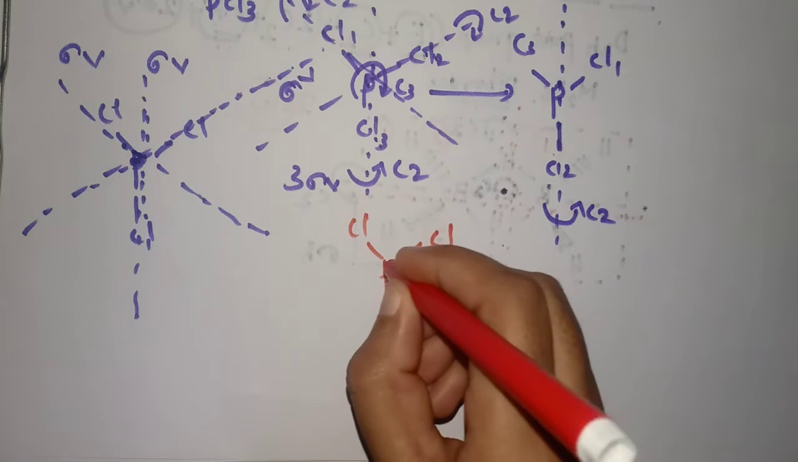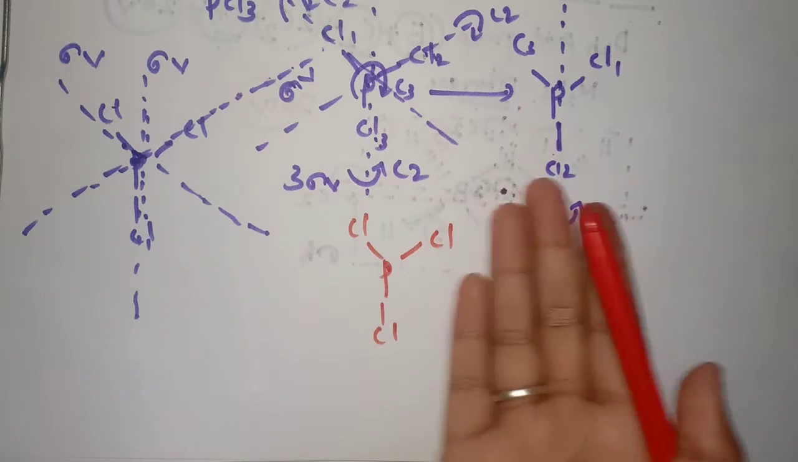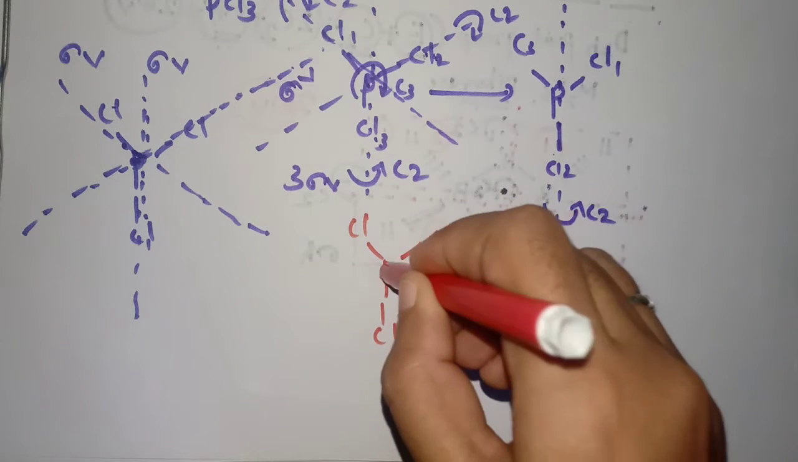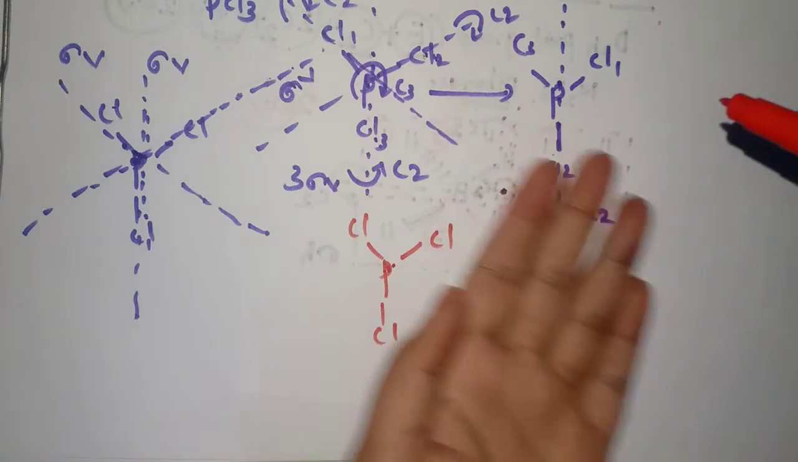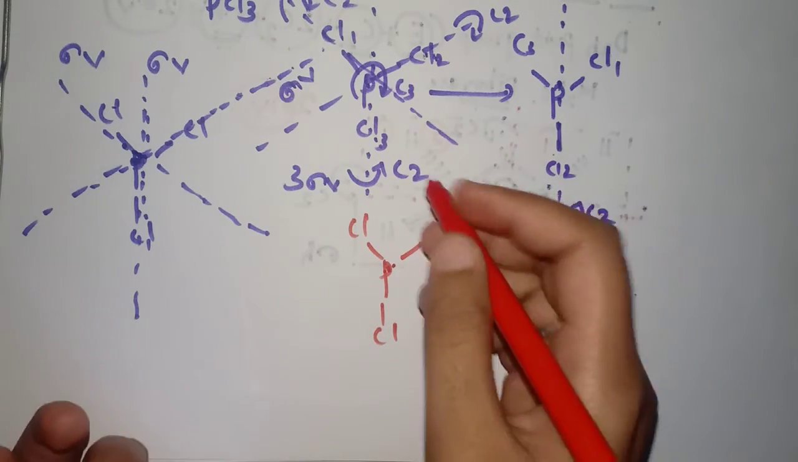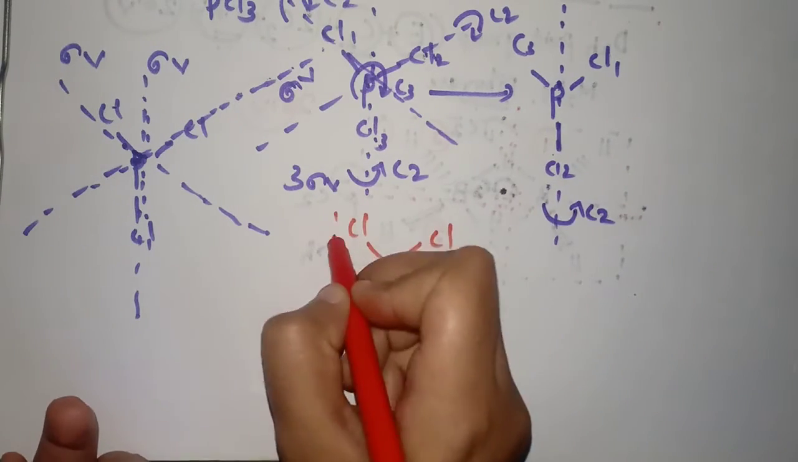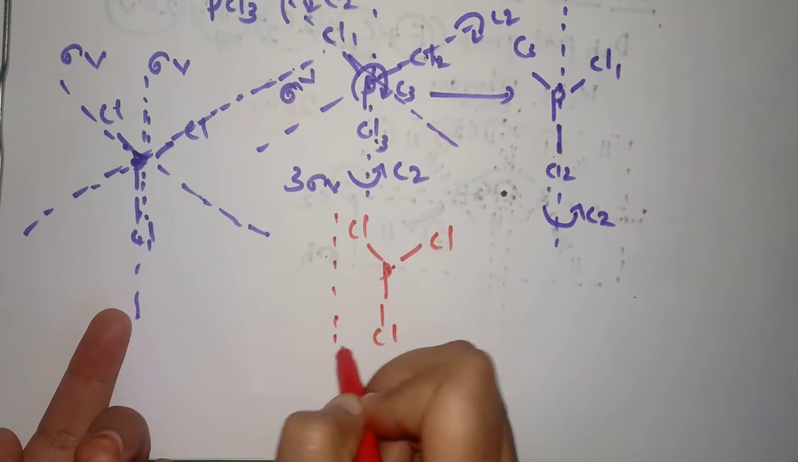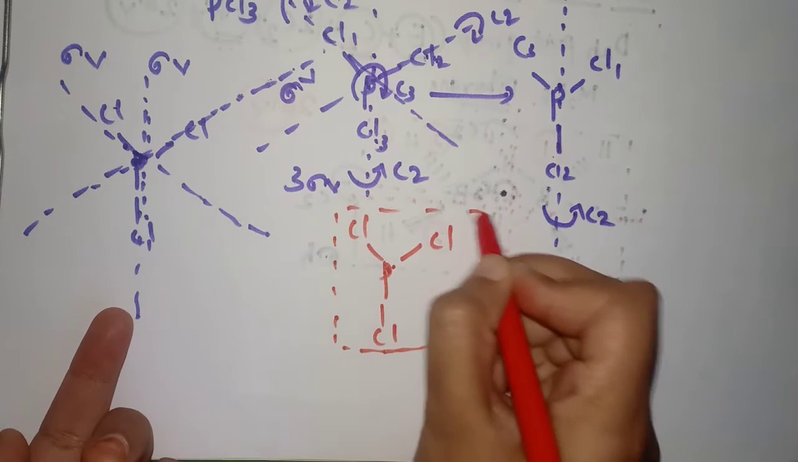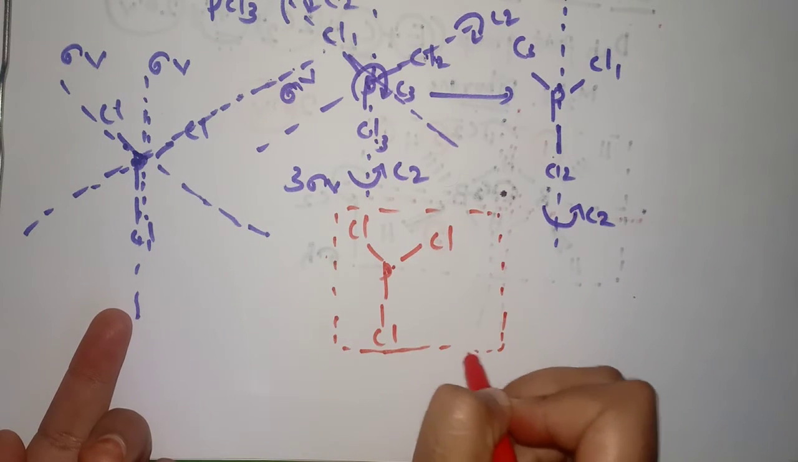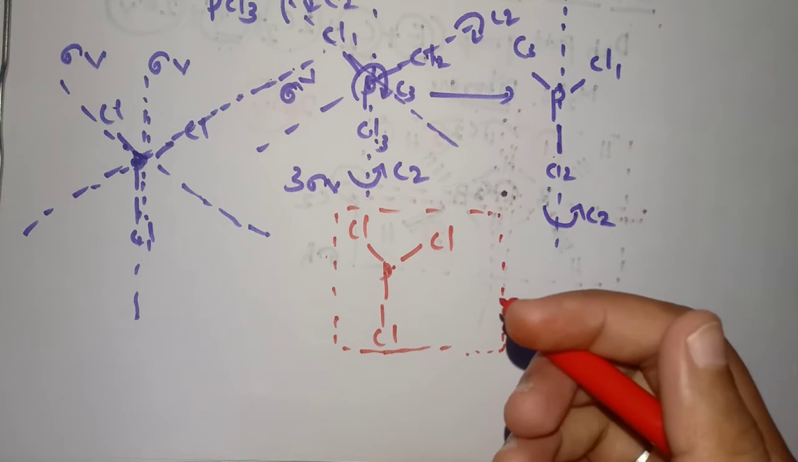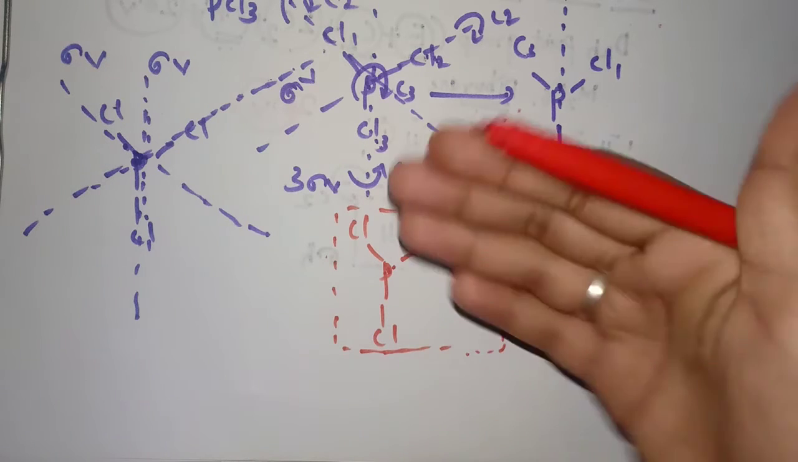Here is the principal axis, and perpendicular to this one is the plane. See, here is the principal axis and here is the perpendicular one. So it is the horizontal plane of symmetry. It will bisect the molecule into 2 equal halves, which are the mirror images of each other.